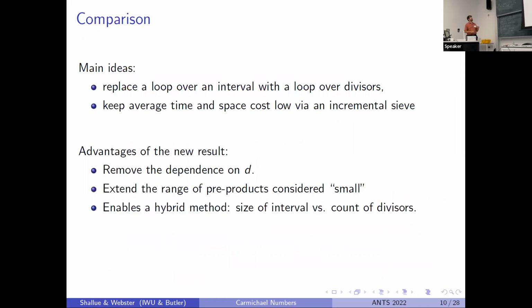So before I get into other details, this then is the key takeaway. We're tabulating Carmichael numbers, and the advantage is that we're replacing one inner loop with a different inner loop, and that's giving us an advantage. That's the key takeaway. Are there questions before I move on to other details?